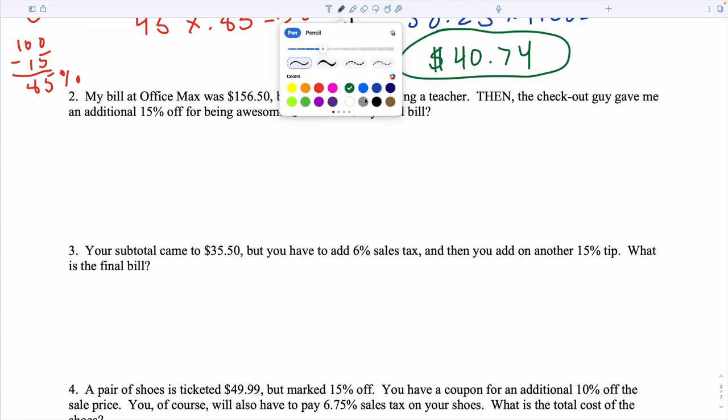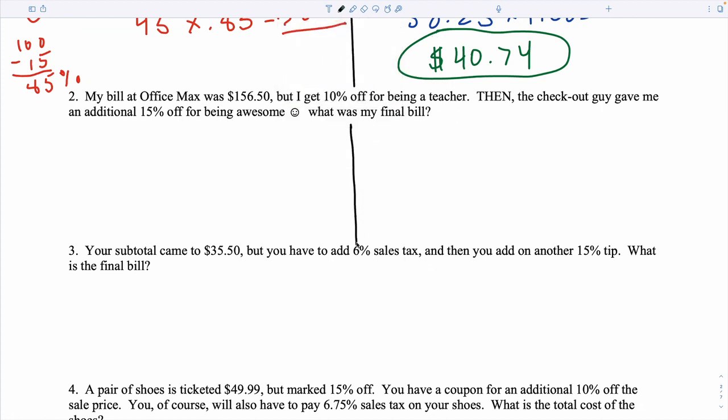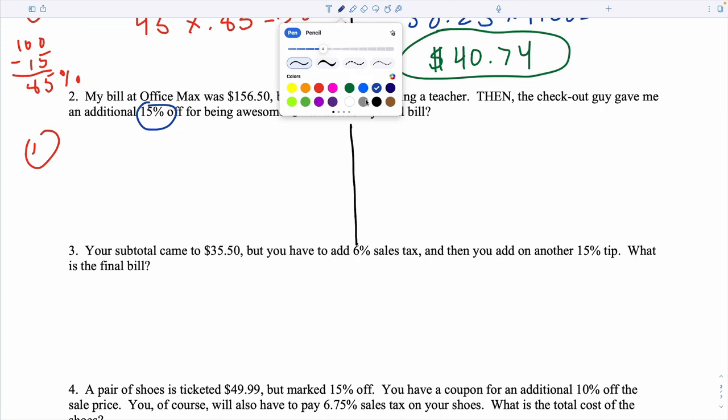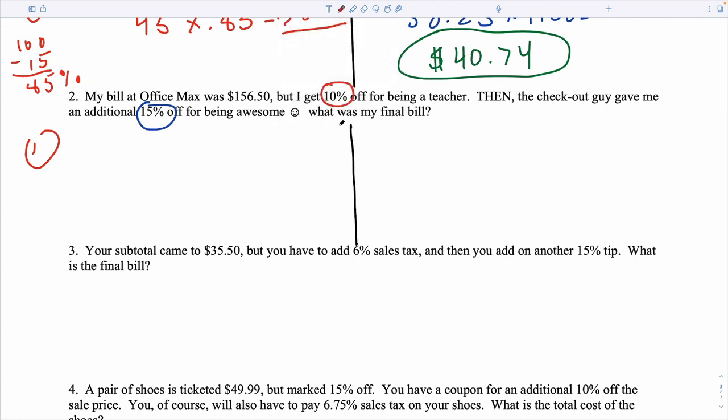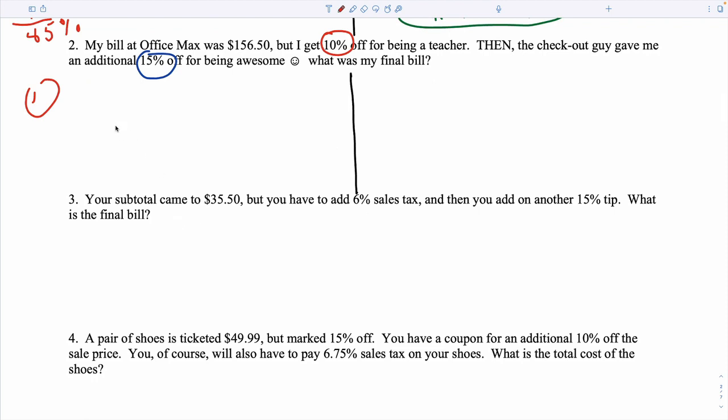Sure. So set this up into 2 sections. The total is $156.50. Then you get 10% off. Then I get 15% off. What do I do first, Avery? You would set up your problem by putting $156.50 times 0.85. Ooh, that's tricky. Which one's the first one I get off?